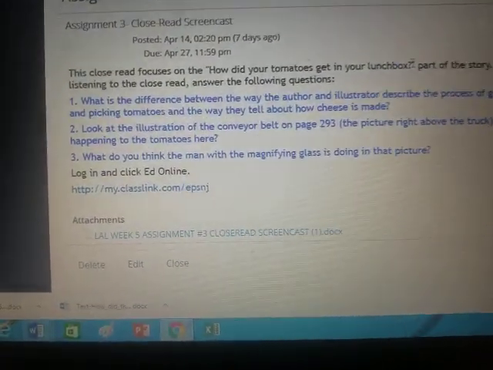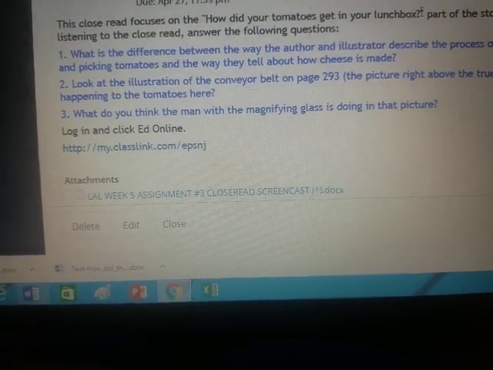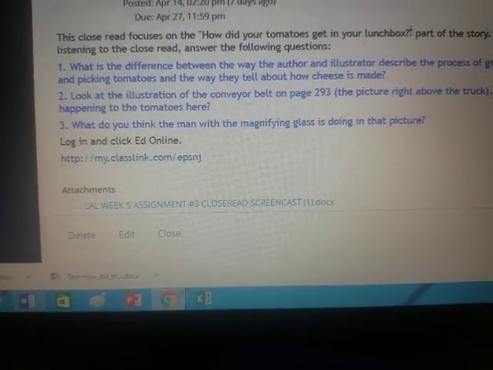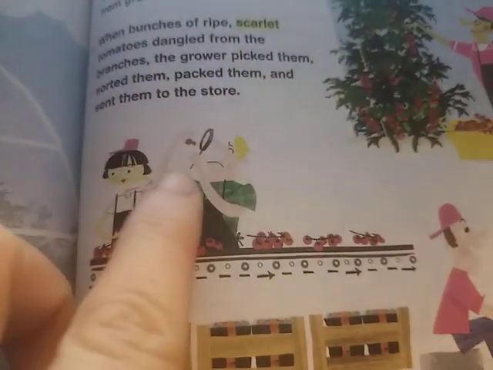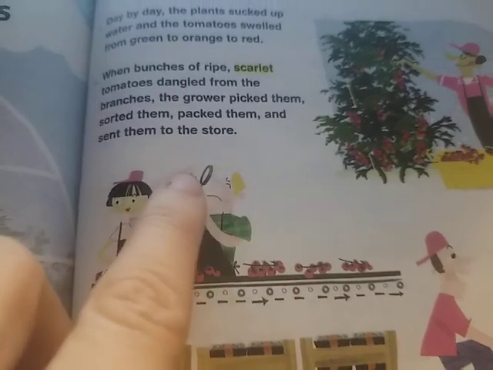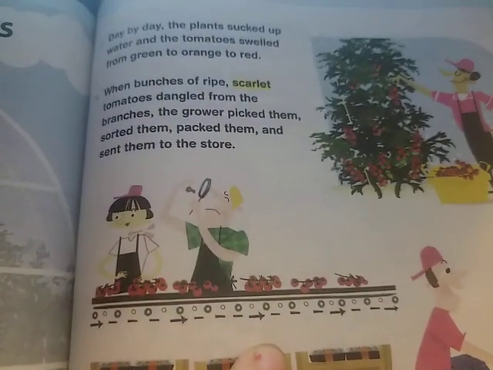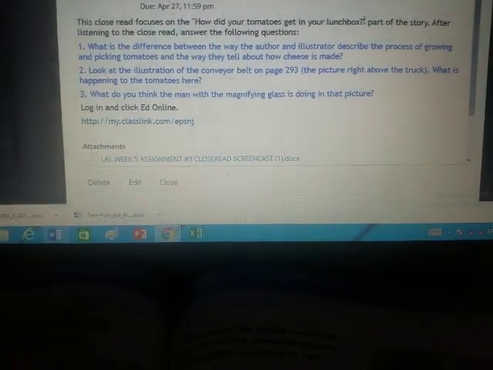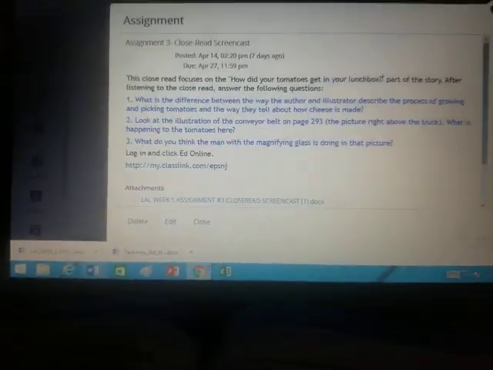Okay? And then number 3 is, what do you think the man with the magnifying glass is doing in that picture? All right, so where's the man with the magnifying glass? Right here. What is this guy doing to that tomato? Okay? So you're going to say, I think the man with the magnifying glass is blah, blah, blah, blah, blah to the tomato. And then that's it.